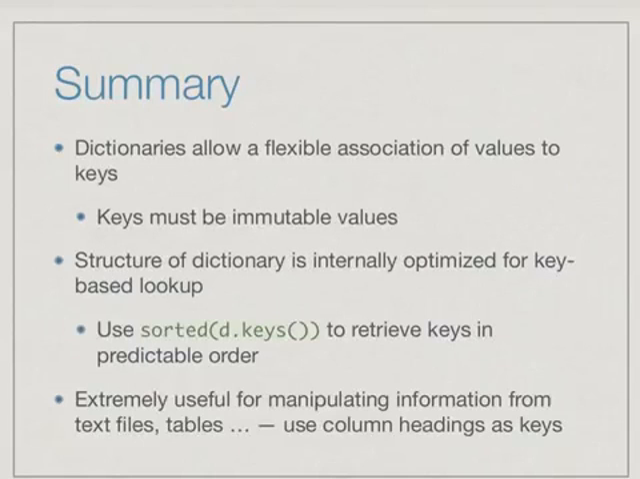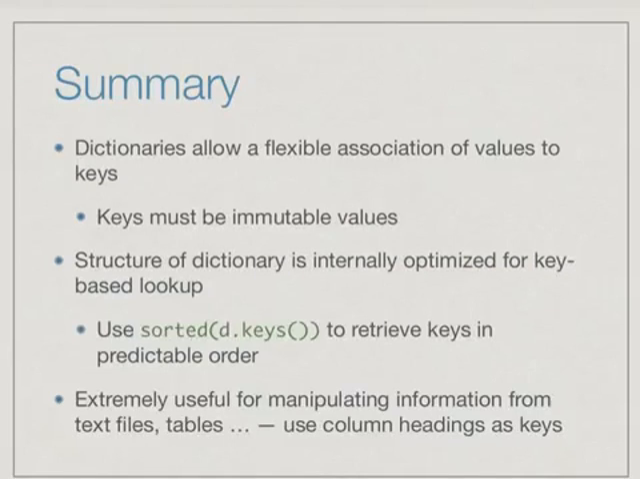So to summarize, a dictionary is a more flexible association of values to keys than you have in a list. The only constraint that Python imposes is that all keys must be immutable values. You can't have keys which are mutable values, so you cannot use dictionaries or lists themselves as keys. But you can have nested dictionaries with multiple levels of keys.